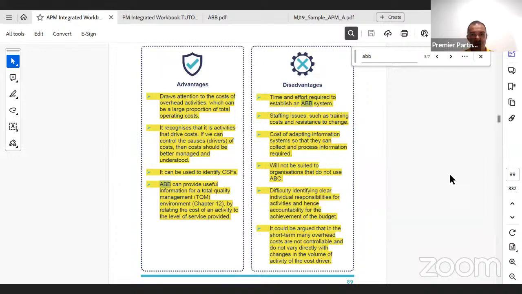So in a nutshell, this is what it is. Activity-based costing is finding activities to calculate your overhead cost. Using those activities and cost drivers to forecast future is activity-based budgeting. Then trying to control cost using these activities is activity-based management. All three have positives and negatives.